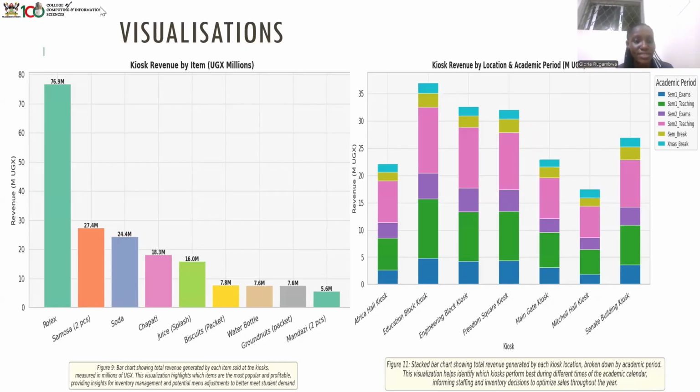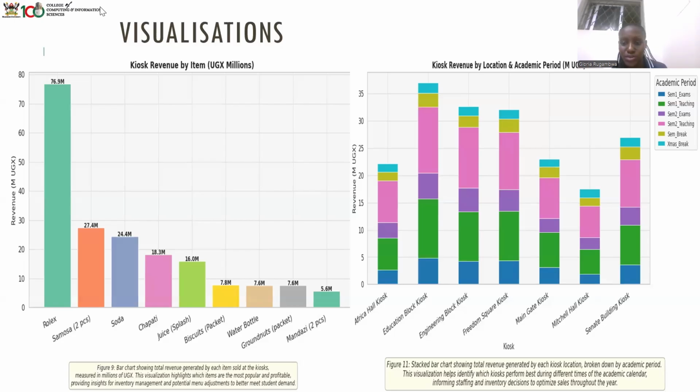Then this bar chart also shows how much revenue is obtained by each item, and we see Rolex, being sold the most, generates the highest revenue. Then the rest of the items come in, followed by samosa, and lastly mandazi. Then on our right, we have a stacked bar chart that shows total revenue generated by each kiosk location.